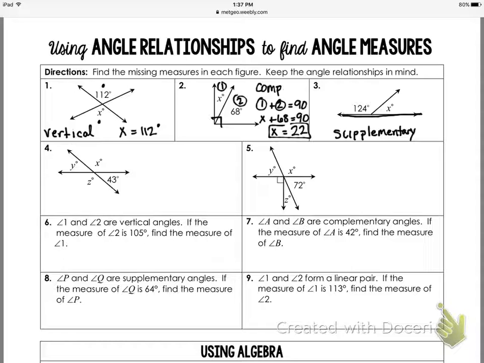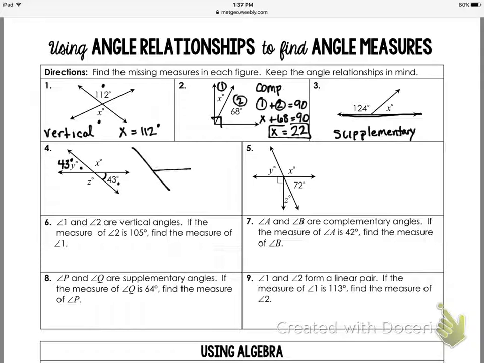I'm going to start with the number that I have. The number that I'm given is 43. And I know that across from 43, I have vertical angles. So I know that y has got to be 43 degrees.